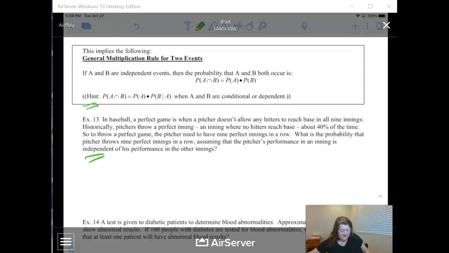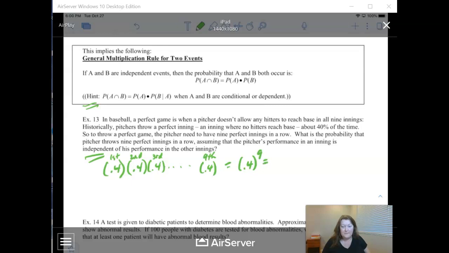So because they're already independent, I just have to do the first thing and then the next thing and then the next thing. So what's the probability of getting a no-hitter in the first inning? It is 0.4. And then the next one is 0.4 for the second inning. And then for the third inning is 0.4. And we're going to keep doing that until we get all the way down to the 9th inning, 0.4. So I can think of a faster way to write this. This is 0.4 to the 9th power.